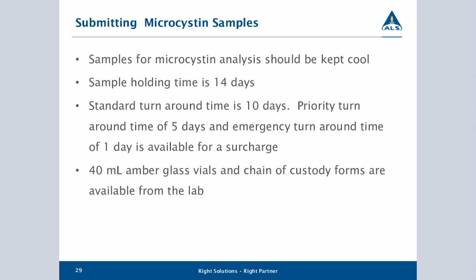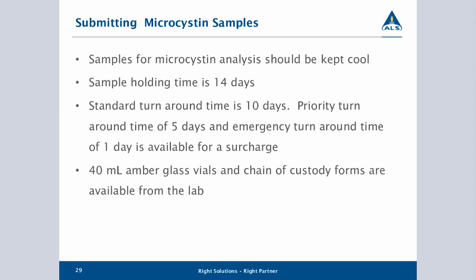Our standard turnaround time for microcystin analysis is 10 days. However, priority turnaround time of 5 days and emergency turnaround time of 1 day is available for a surcharge. And 40 milliliter amber glass vials and chain of custody forms are available from the lab.